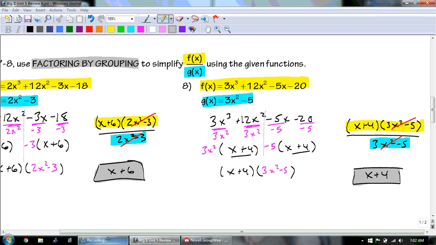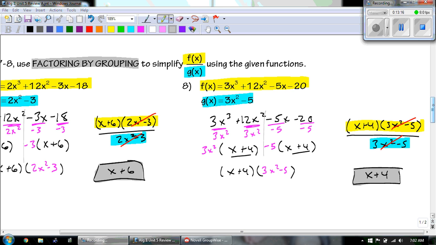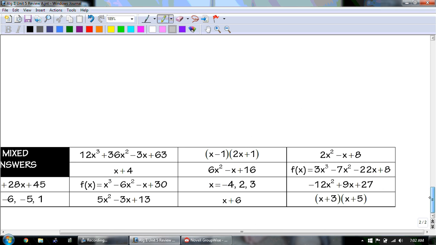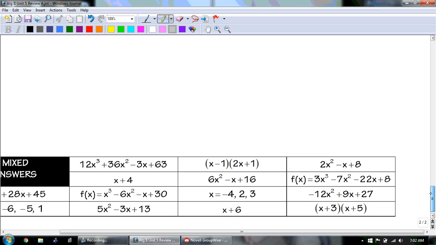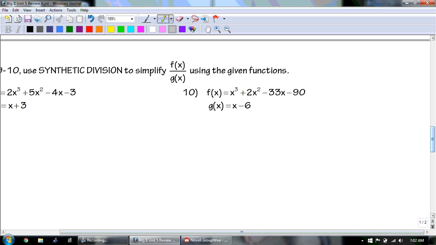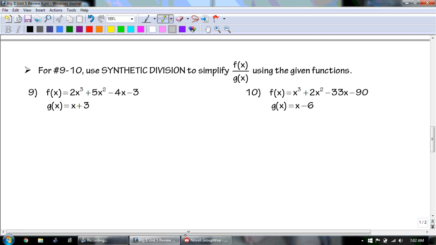Okay, and there we go, that's the front side. Now, if we flip it over, you notice on the back how, hey, look down here, we had answers. So you can kind of tell which ones we've done right and which ones we haven't done wrong, which is none of them. So 9 and 10, they're asking us to use synthetic division to simplify f of x divided by g of x.